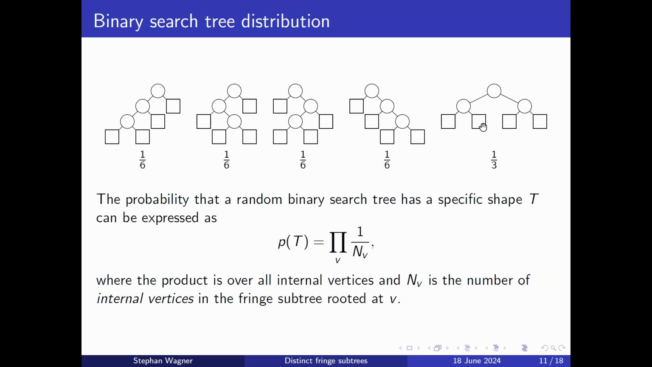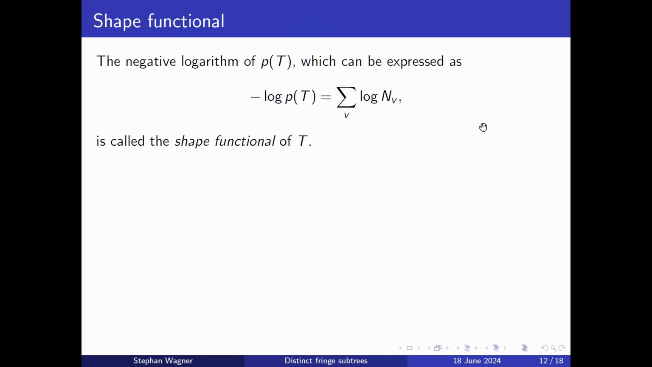So for example, in all of these, the product is 3 times 2 times 1 here in the denominator, so you get 1/6, whereas here it's 1 times 1 times 3 for a product of 3, and therefore a probability of 1/3. Well, that's a key ingredient, knowing specifically what the probability distribution is for binary search trees.